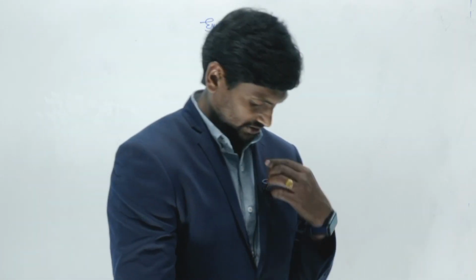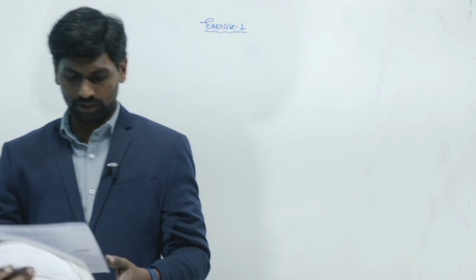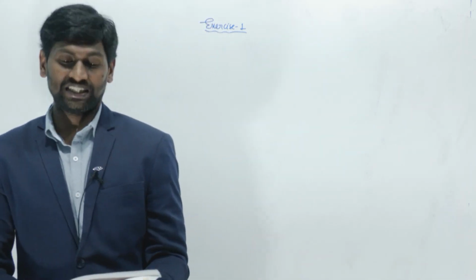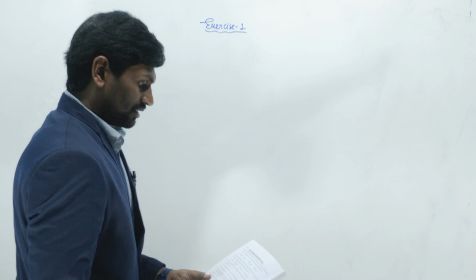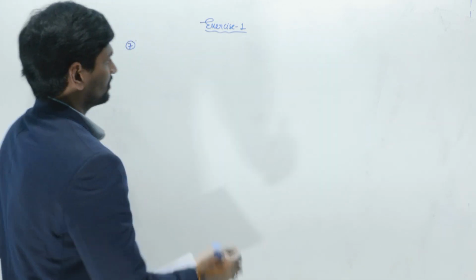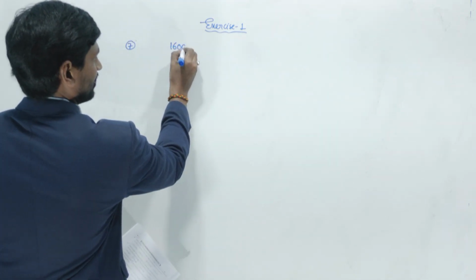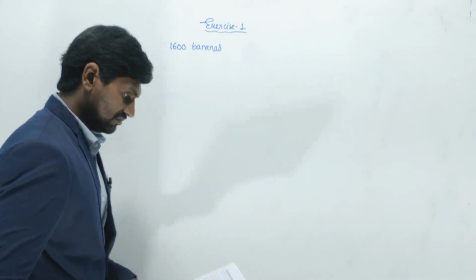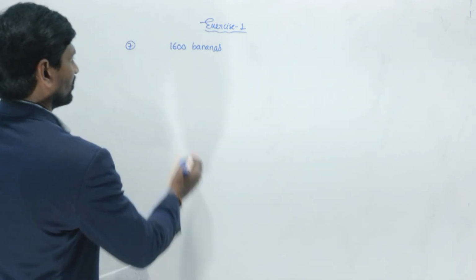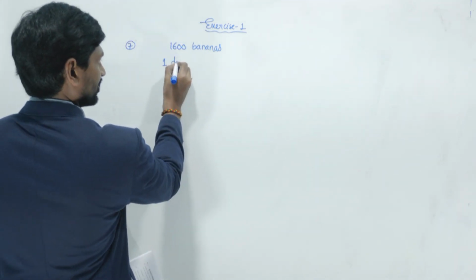The problem is, Neeru bought 1600 bananas at 3.75 rupees per dozen. Important problem. 1600 bananas at 3.75 rupees per dozen. That means 1 dozen cost 3.75 rupees.